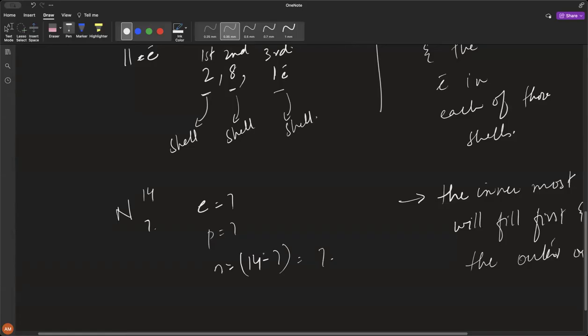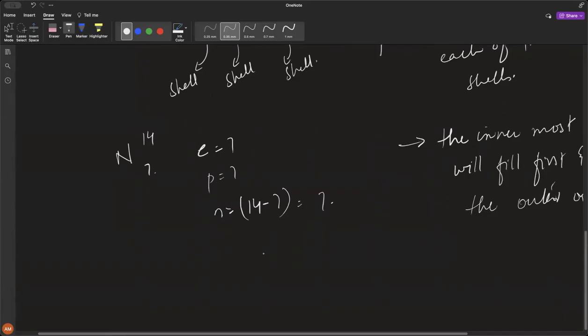So if you want to draw the electronic configuration, we draw the first shell. Obviously, we know that you cannot have more than 2 electrons in the first shell. Then how many are left? The rest, you can only get 5 more electrons. So we know that nitrogen has only two shells, the first shell and the second shell.